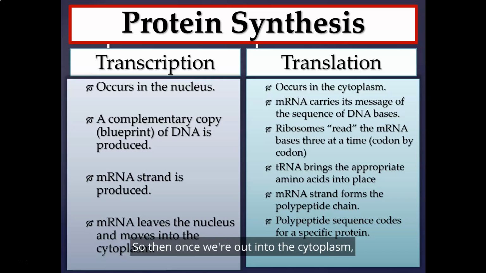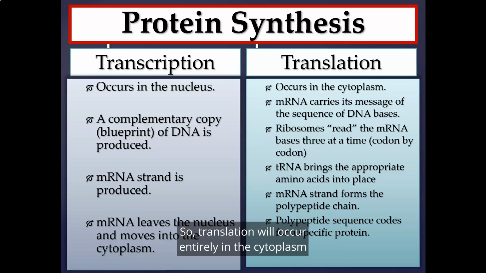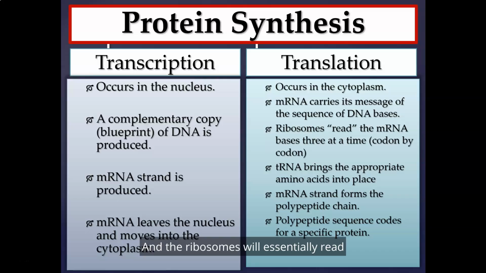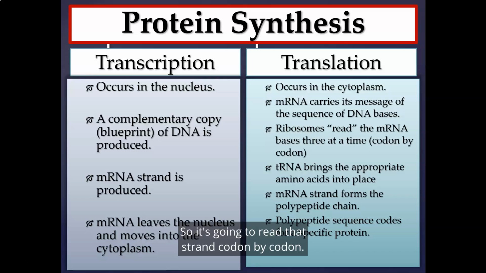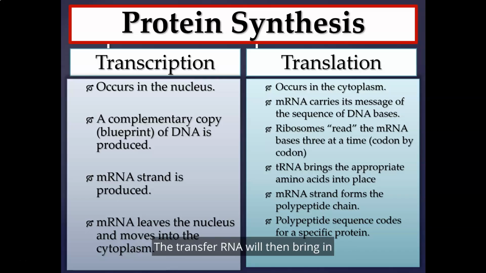So once we're out into the cytoplasm, we're into phase 2 of protein synthesis. That's called translation. Translation will occur entirely in the cytoplasm where the ribosomes are located. The messenger RNA carries its message of the sequence of DNA bases, and the ribosomes will essentially read the messenger RNA bases 3 at a time. AUG, for example, is the start codon. So it's going to read that strand codon by codon. The transfer RNA will then bring in the appropriate amino acid into place. And the messenger RNA strand now has formed a polypeptide chain.